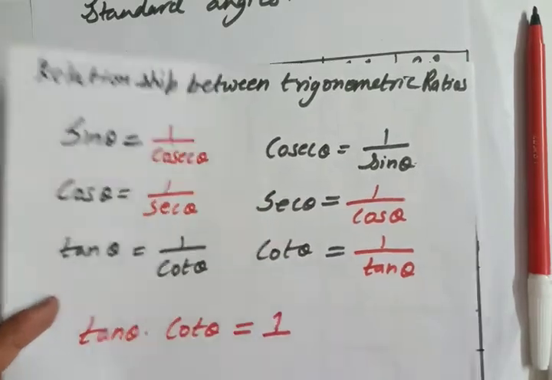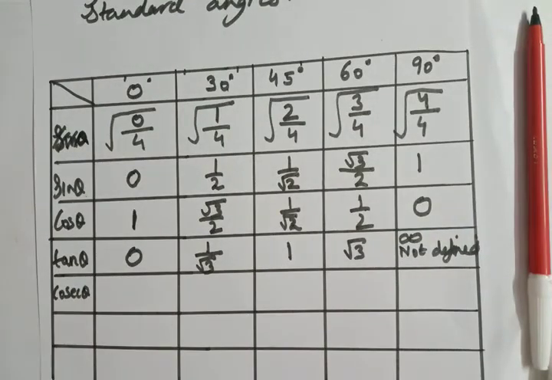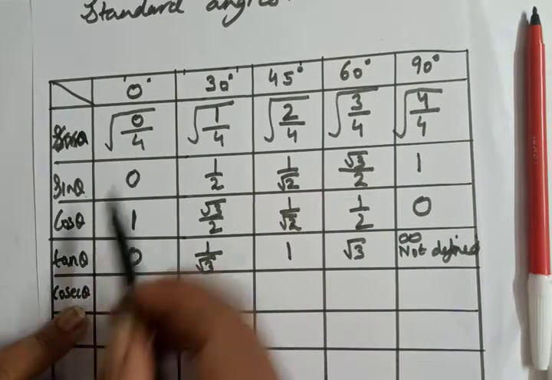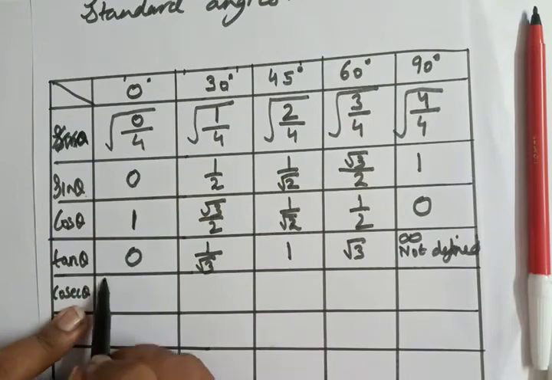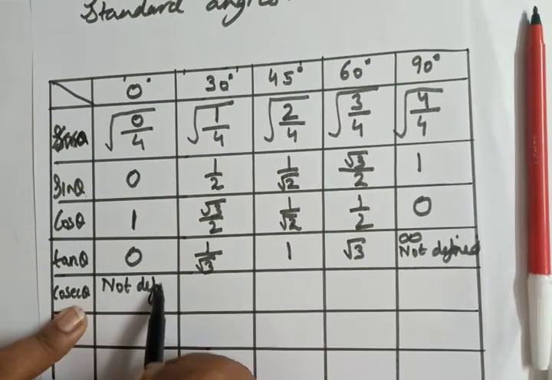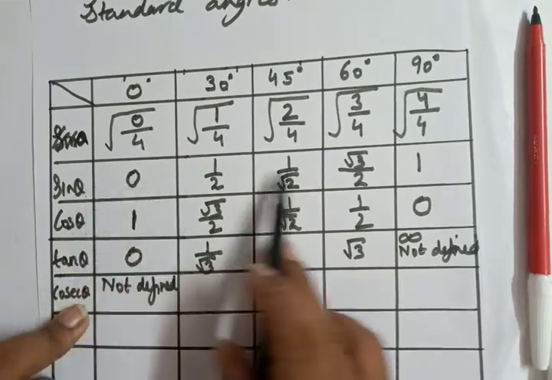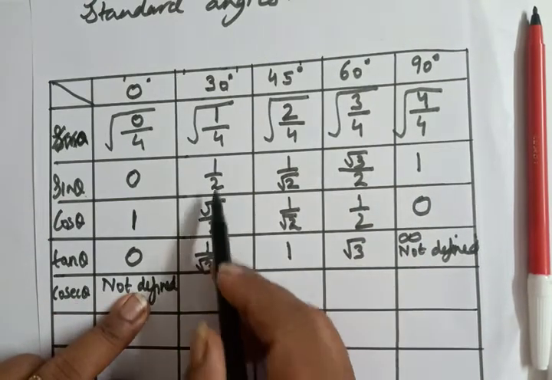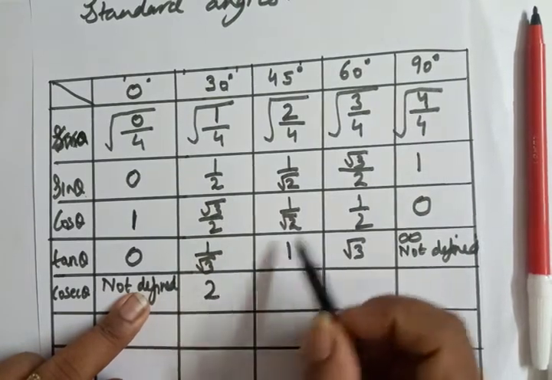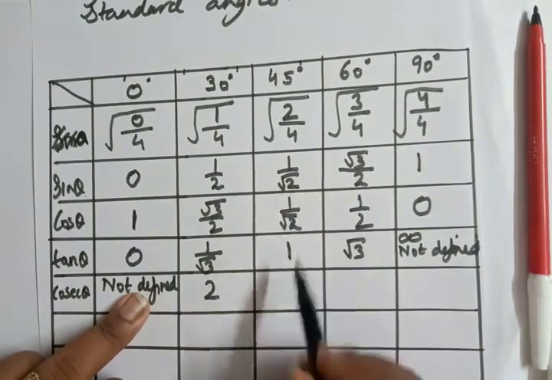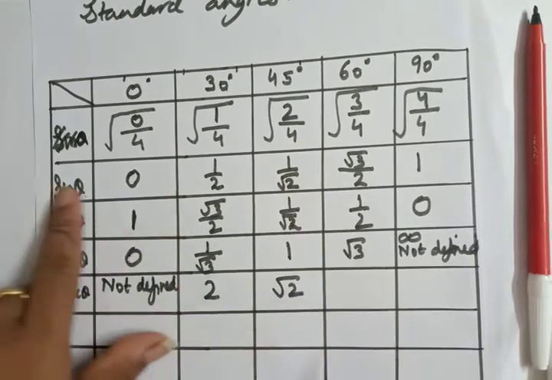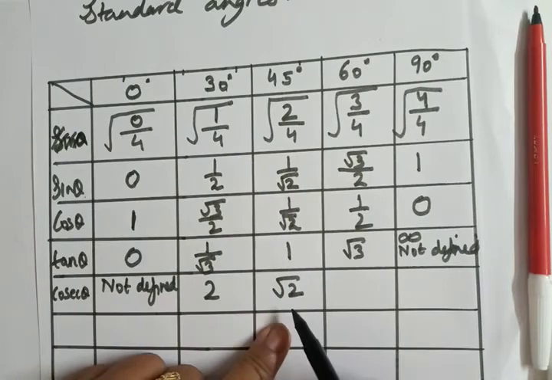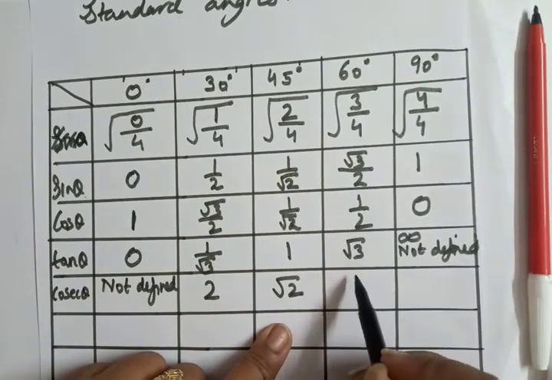Cosec theta is equal to 1 upon sin theta. So 1 upon 0 is again not defined. For the other values, we simply take the reciprocals of sin theta. We can get the value of cosec theta: the reciprocal of 1 upon 2 is 2, then root 2, and then we take the reciprocal and get 2 upon root 3.